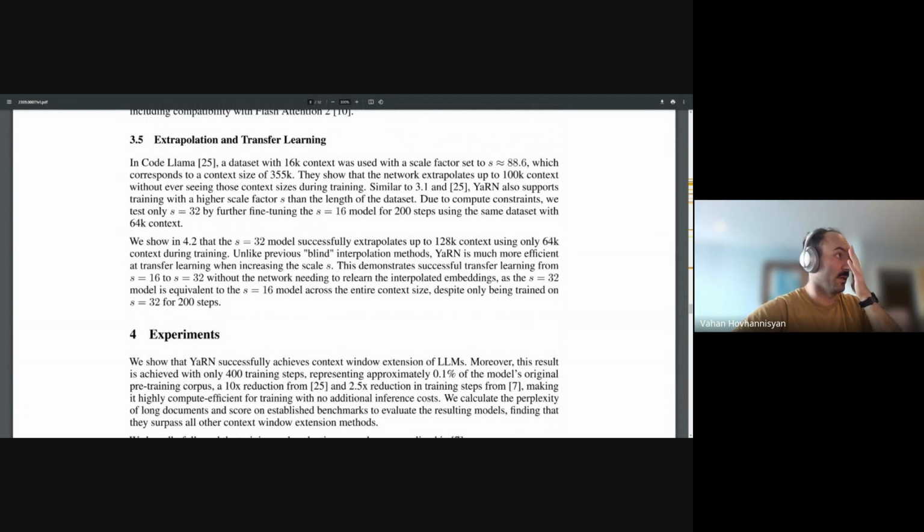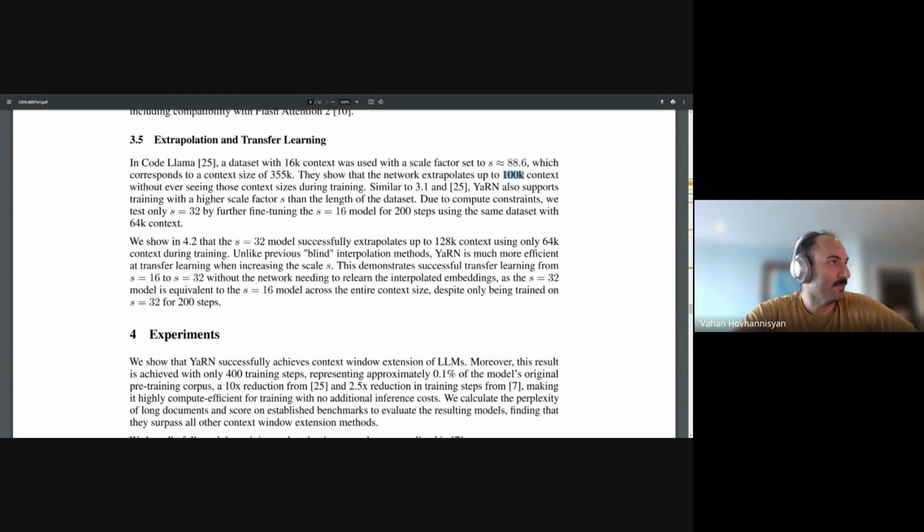Here they mentioned extrapolation and transfer learning. The idea is that, well, I mentioned Code Llama before. This is trained with a 16K context and a scale factor, again found empirically. There is a paper describing this. They show that the network extrapolates to 100K context windows. This is actually good, right? Because you trained on 16K, but you can extrapolate to a 100K context window without ever seeing those context values during training. That's a good thing. But this is a different paper.